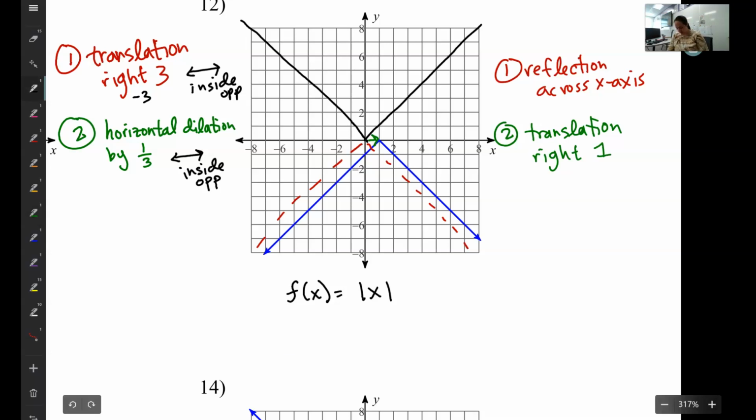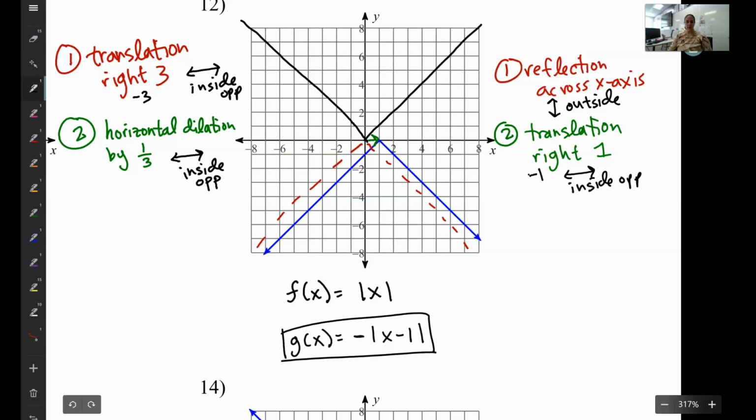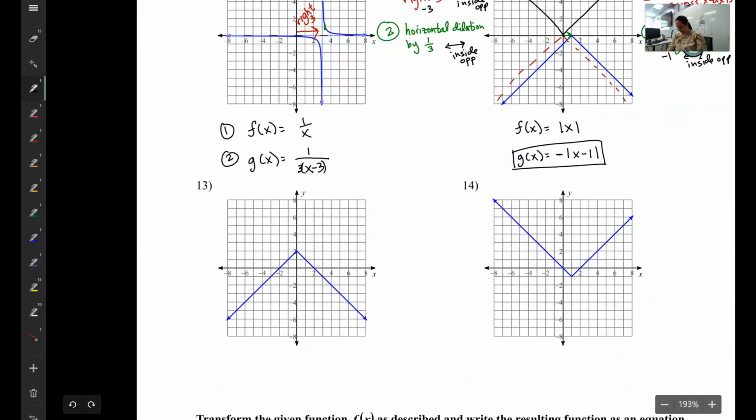Put these in equation form. Oops, did it again. G of x. So if I reflect across the x-axis, that's up and down, so it's going to be outside. So I need a negative outside. Translation left and right is going to be inside and opposite. So right is actually going to be a -1 on the inside. And there's number 12. Okay, number 13 is homework.